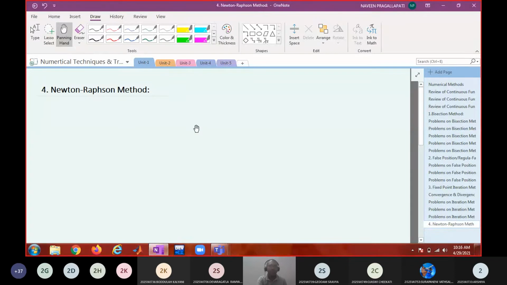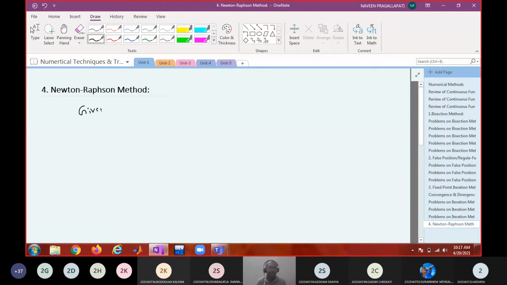Okay, so all of you put this side heading Newton-Raphson method. Newton-Raphson method. This is the fourth and last root finding method according to your syllabus. Okay. So what is our objective? Our objective is to find out.